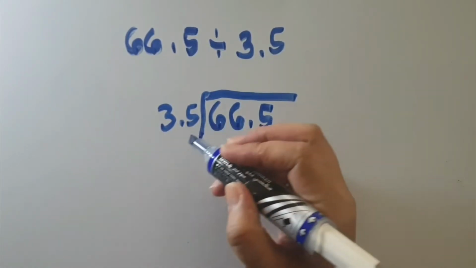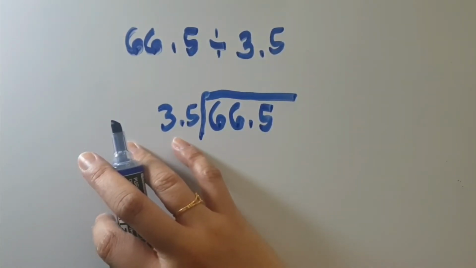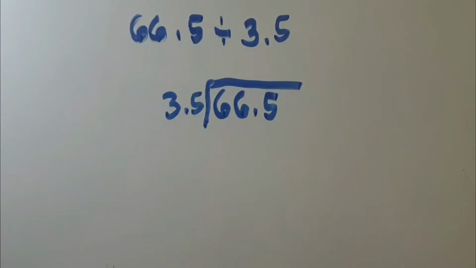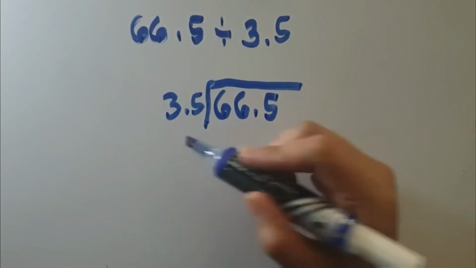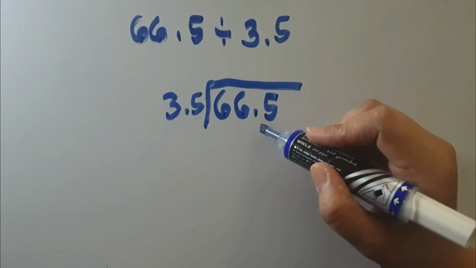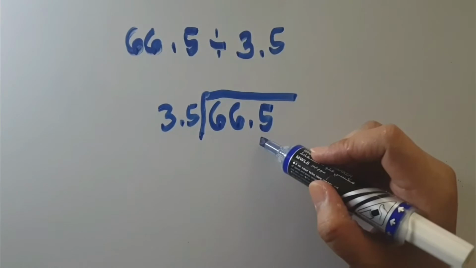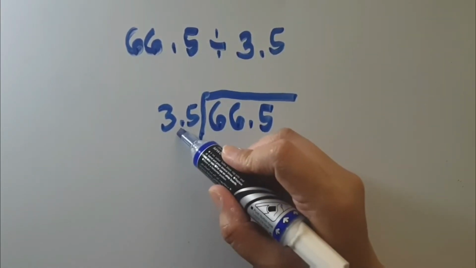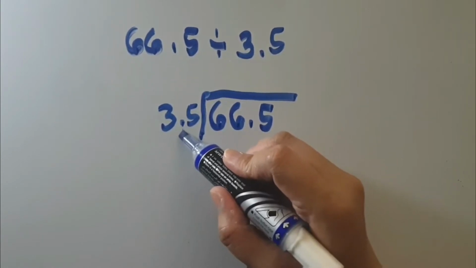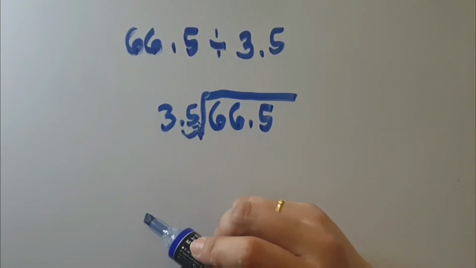You're right. We need to multiply this by 10. Multiplying this by 10 will make it 35, which is a whole number. And number 2, remember that whatever you do with the divisor, you must do it with the dividend also. Since we multiply the divisor by 10, that means we also need to multiply the dividend by 10. Now, multiplying the divisor by 10 makes it 35, as the decimal point is moved to the right. It's at the end of 5 now.